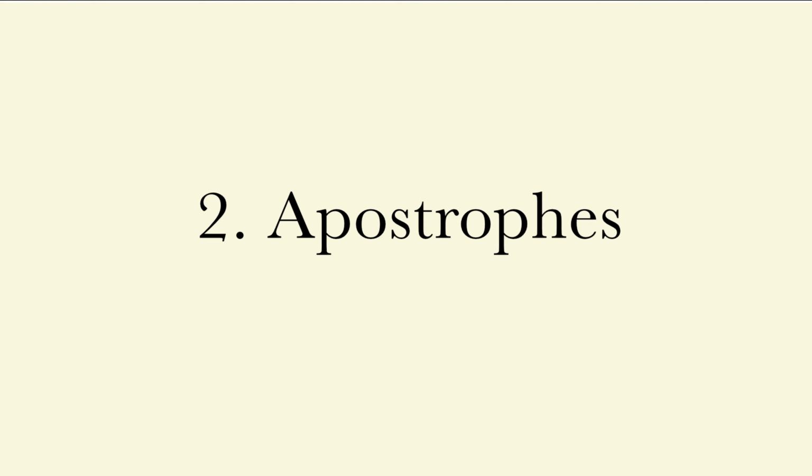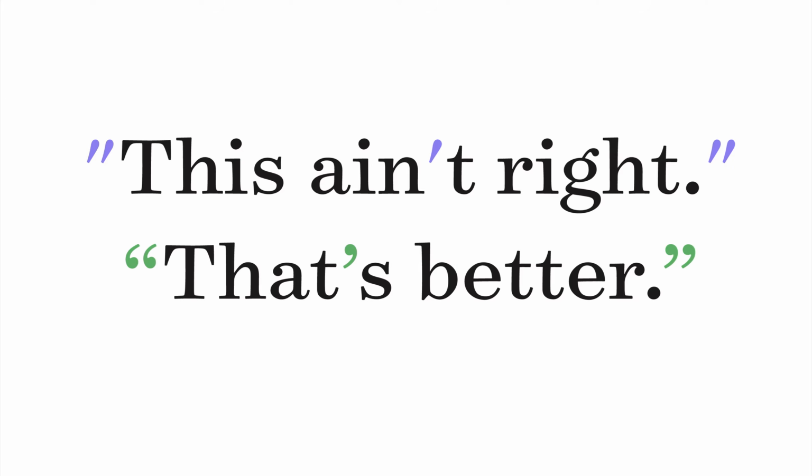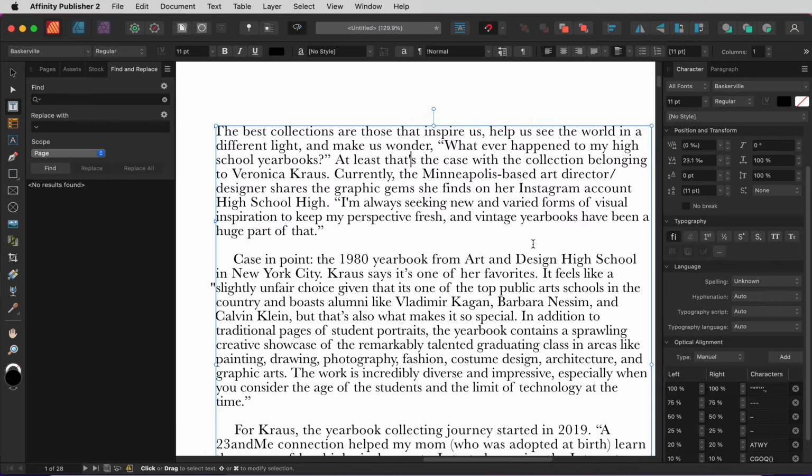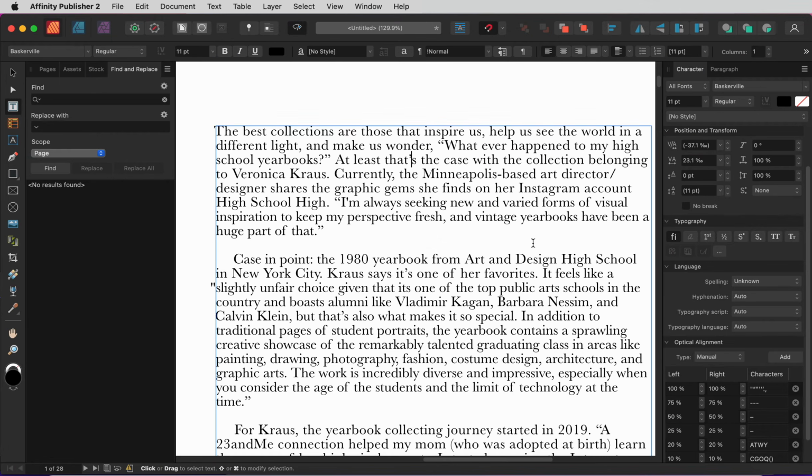Now, most people don't know this, but there are 2 types of apostrophes. And if you learn the difference between the 2, it's going to really make your typography stand out. One is straight and the other is curved. Here's what you need to know about them. They both have the same meaning, so the choice of which one to use comes down to context and style.